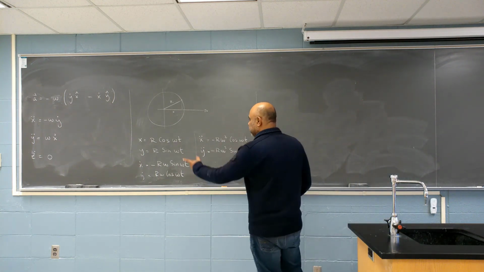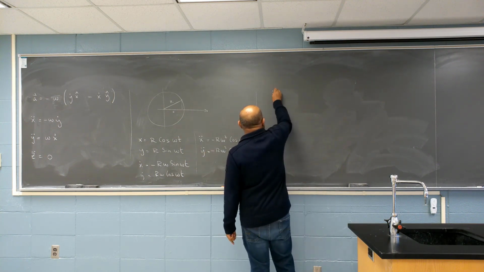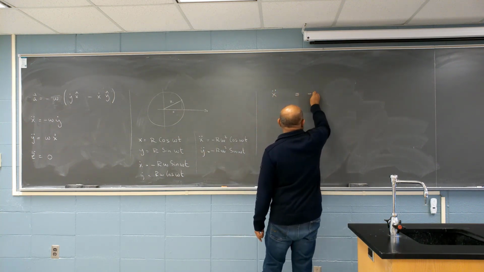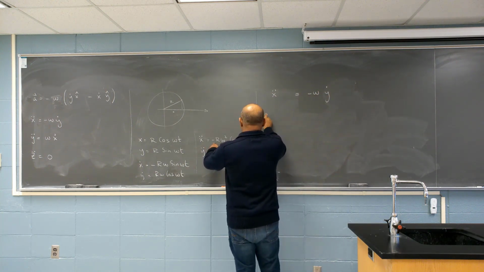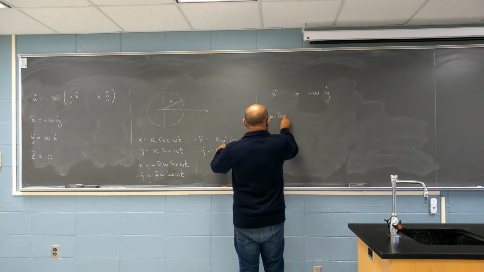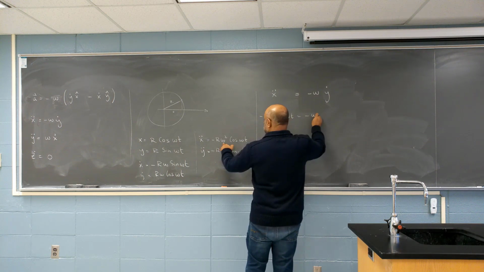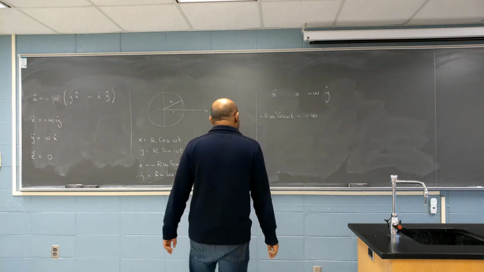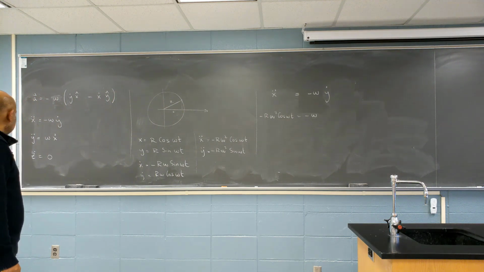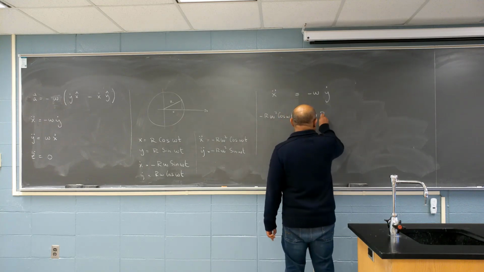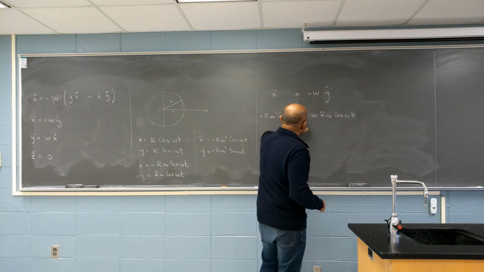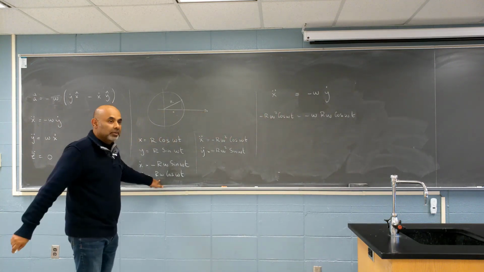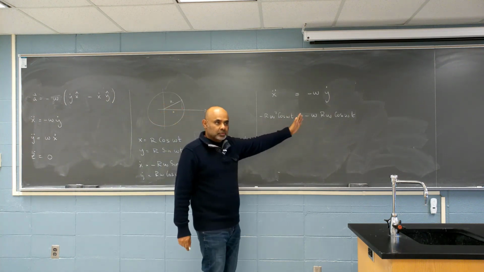Let's actually try to see if this is true. We have x double dot. We want it to be equal to, and I'm just going to leave a little space, minus omega y dot. Well, let's see if that's true. I have minus r omega squared cosine omega t equals minus omega y dot. And y dot I just copy, r omega cosine omega t. So, yeah, it does work.